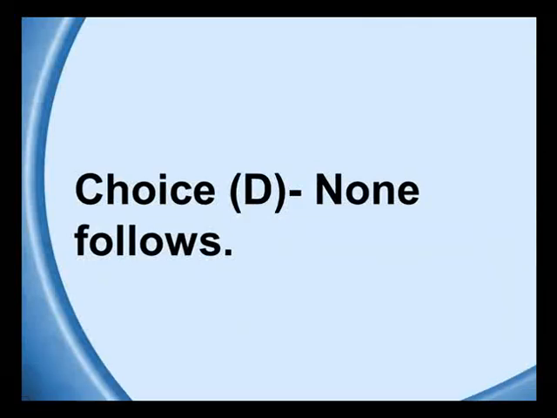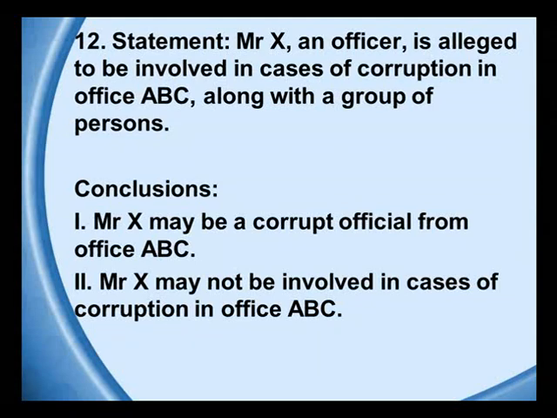The question here is statement. Mr. X, an officer, is alleged to be involved in cases of corruption in office ABC along with a group of persons. Now what you need to be careful about here is alleged to be involved. Alleged to be involved means is said to be involved. It's not necessary that he has been found guilty of the charges. It's just that it's probably been rumored. This is what is being said about him. So Mr. X is alleged to be involved in the cases of corruption along with a group of other people.